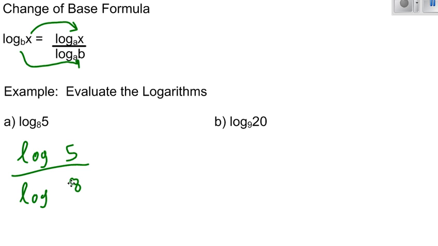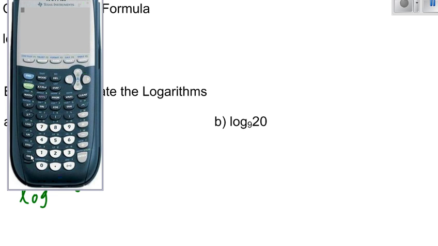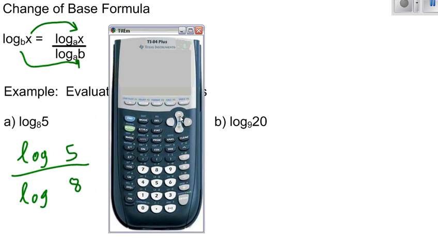Now the reason that that's useful is because on your calculators there's only a log button and a natural log button. So if we write this as common logs like we did, you can do log of 5 over log of 8, which works out to be 0.774.